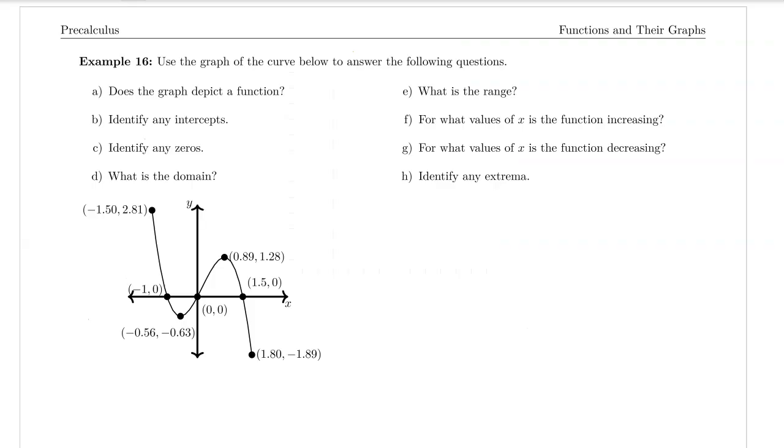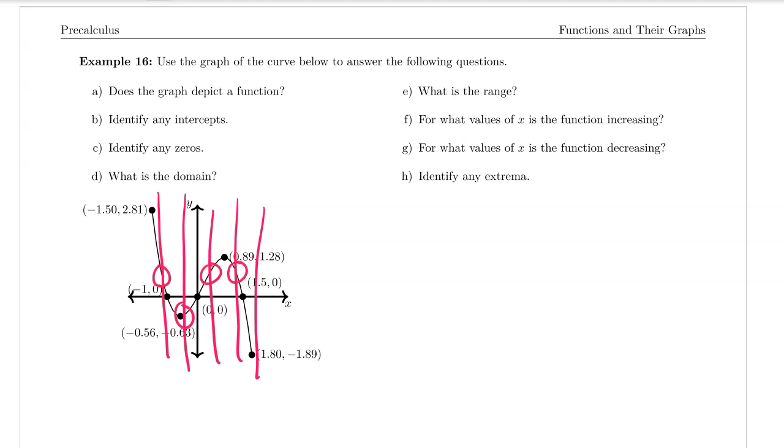Example 16 says use the graph of the curve below to answer the following questions. Part A says, does the graph depict a function? The way that we would answer this is we'd use the vertical line test, and any vertical line I draw is going to intersect the graph at most one location. So here, here, here, here, here. This means that this curve passes the vertical line test and it does depict a function. So I'm going to write yes, it passes the vertical line test.